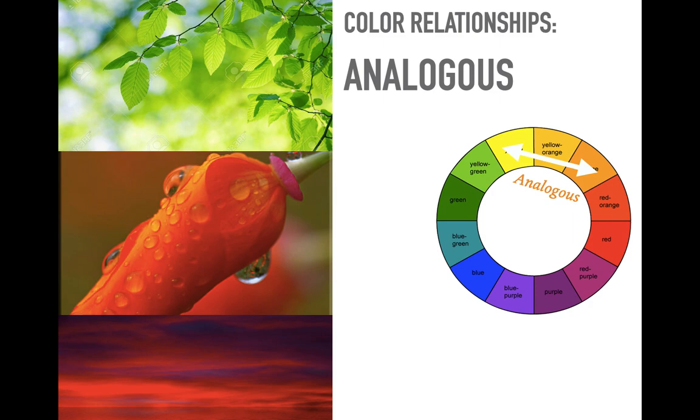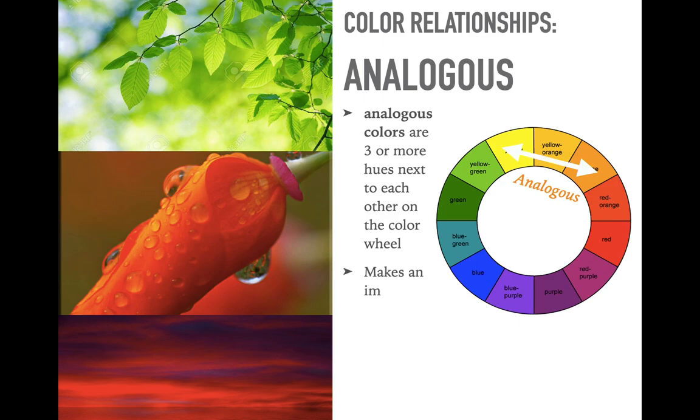And the last color relationship is analogous. Analogous colors are next to each other on the color wheel, so it's 3 or more hues that are next to each other. Typically, you're going to find that in sunrises, sunsets. You'll often find these in nature, but it feels much more cohesive and harmonious if your image is analogous, because these colors are meant to be together. They're next to each other on the color wheel, so it makes everything feel more complete and more like it goes together.